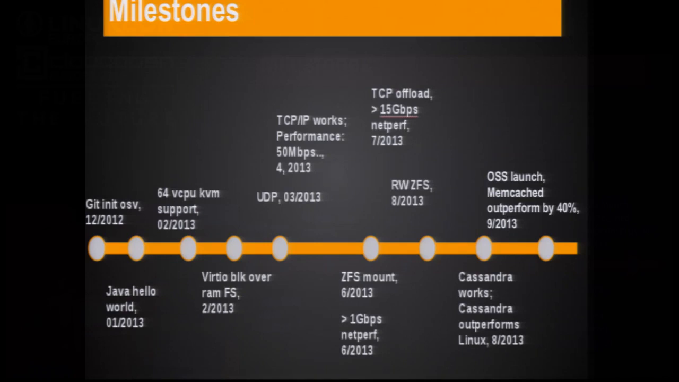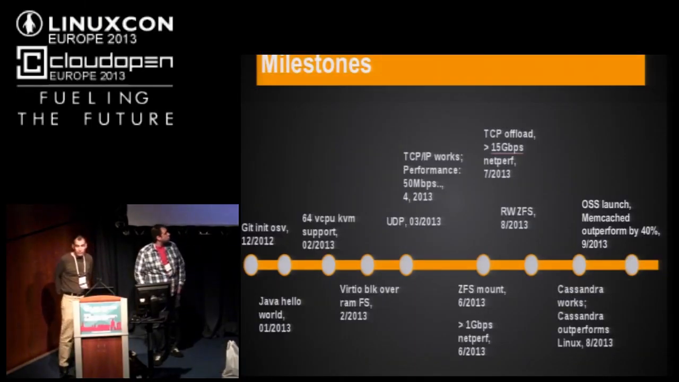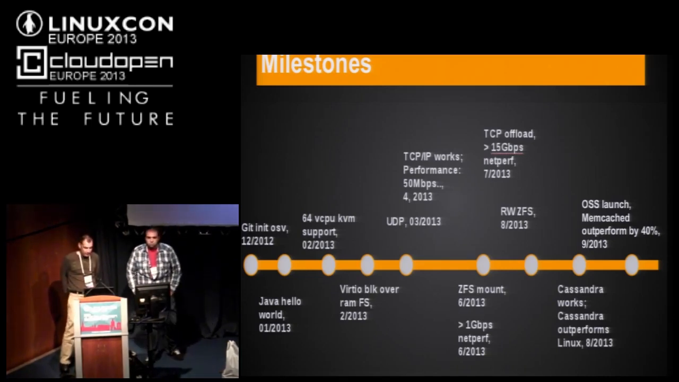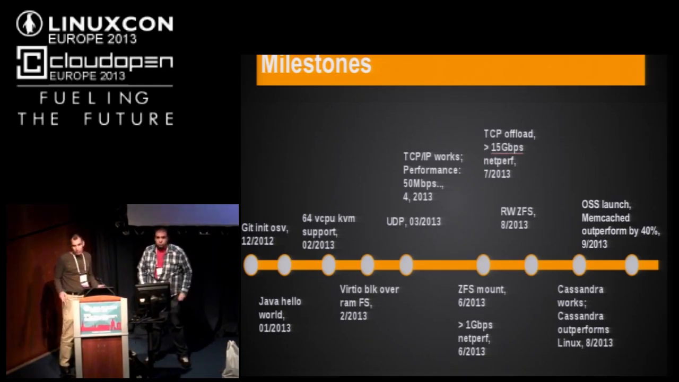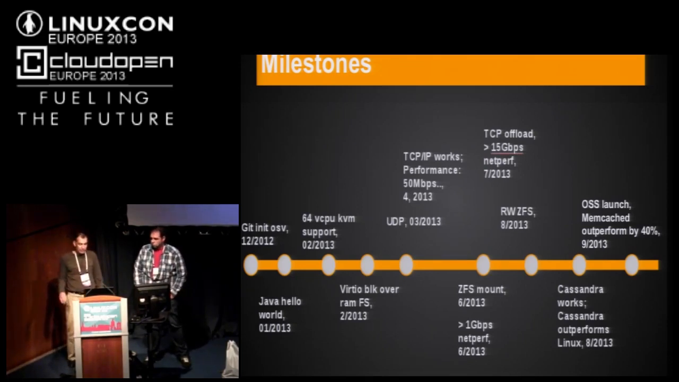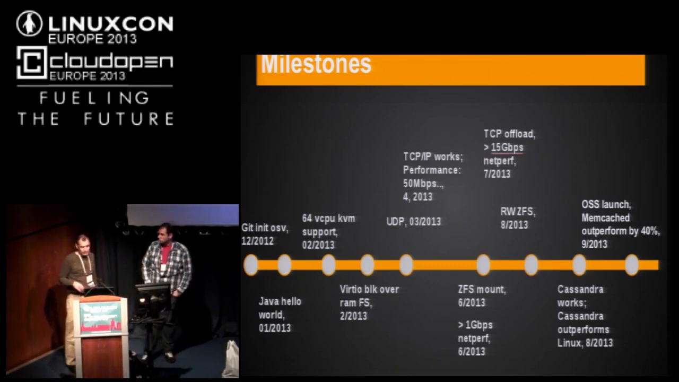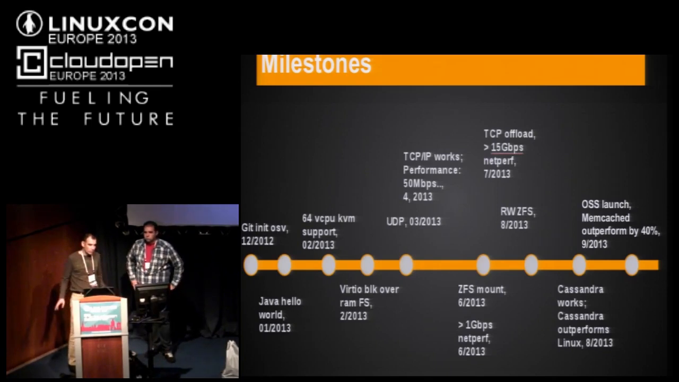Okay, let's look at the timeline of what we've accomplished since we started. We started around December, and quite quickly we have Java Hello World running. We have SMP support quite soon after that. And then we enabled the various features, support for networking and storage. We're using ZFS as our file system, and we gradually optimize the networking stack to get really good performance. And we're now running real-world applications like Cassandra and Memcached, and we're getting very good results out of both of them.